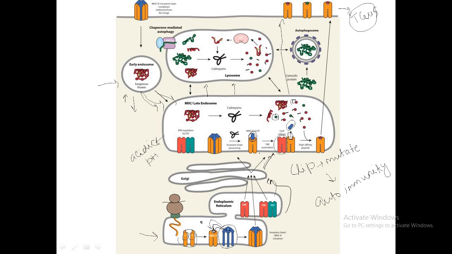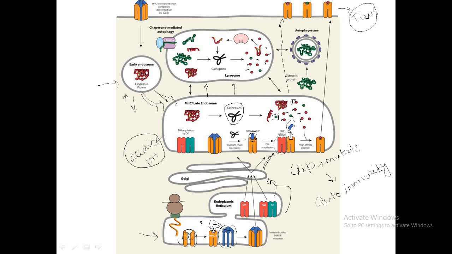After it moves from ER to Golgi and then from Golgi to the late endosome, because the late endosome has acidic pH, in this acidic pH certain enzymes, such as cathepsin, get activated and start cleaving this.